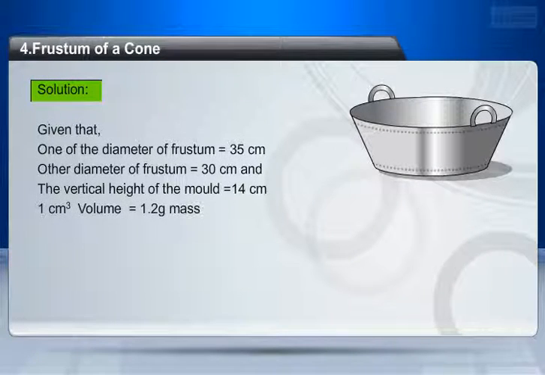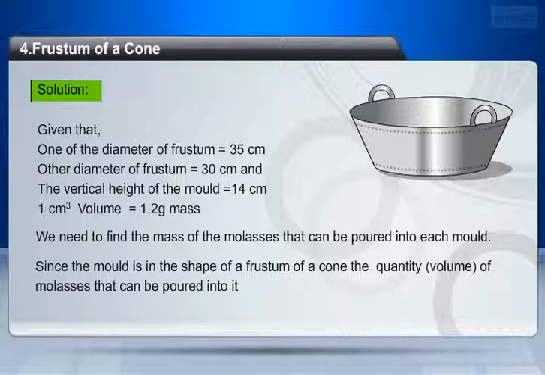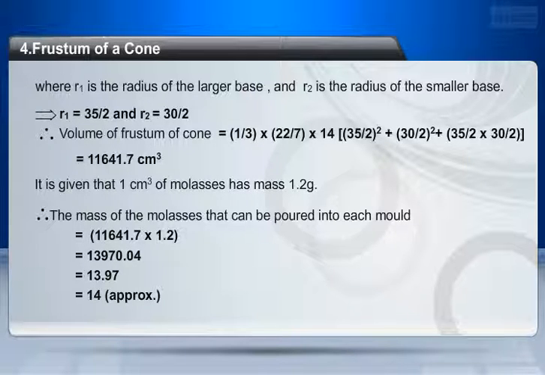Solution. Given that one diameter of frustum equals 35 centimeters, other diameter of frustum equals 30 centimeters, and the vertical height of the mold equals 14 centimeters. 1 centimeter cube volume equals 1.2 grams mass. We need to find the mass of the molasses that can be poured into each mold. Since the mold is in the shape of a frustum of a cone, the quantity, or volume, of molasses that can be poured into it equals π/3 × h (R1² + R2² + R1 R2), where R1 is the radius of the larger base and R2 is the radius of the smaller base. This implies that R1 equals 35/2 and R2 equals 30/2, since radius equals diameter by 2.